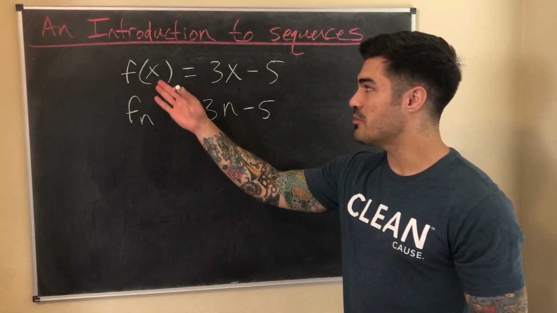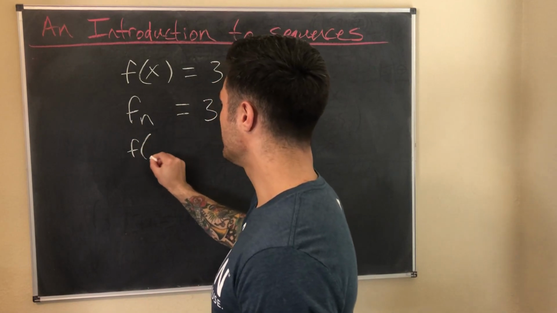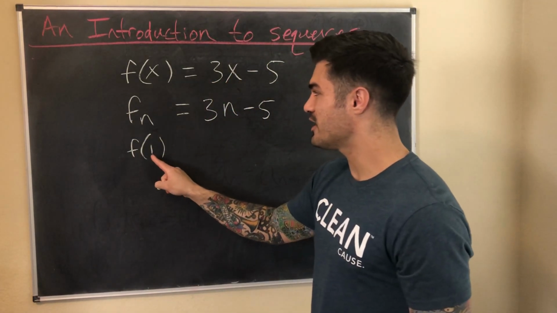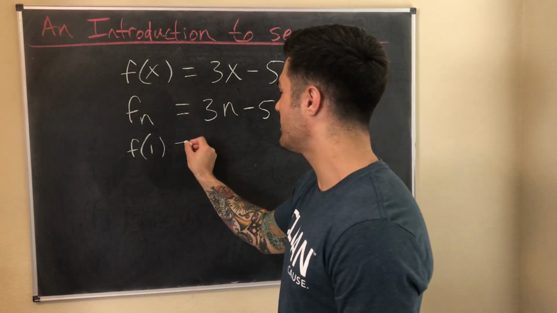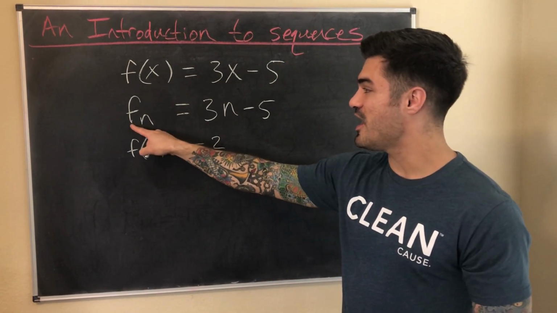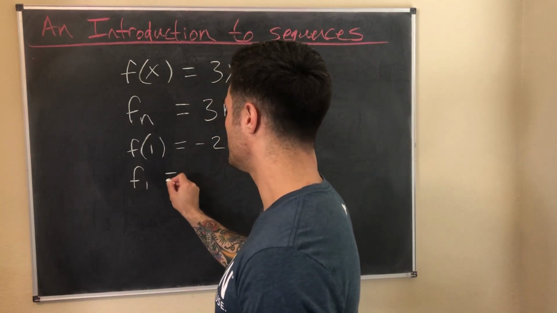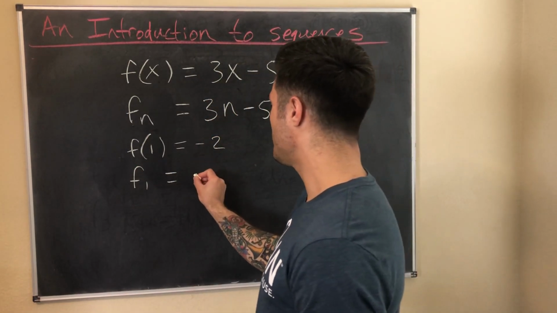So how we'd represent plugging something into this function is we'd write f of 1. That's what we do with a function. That means, what do I get when I plug 1 into this function? Well, I get -2, right? Whereas with a sequence, we write f sub 1, and we usually just call that f1. Again, we usually don't say sub, we just say f1.